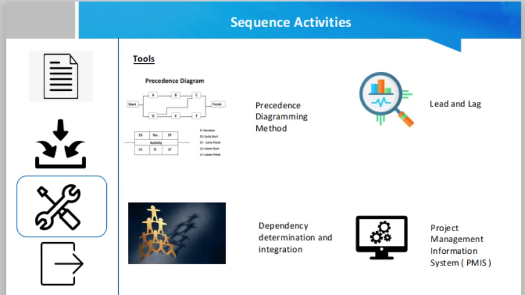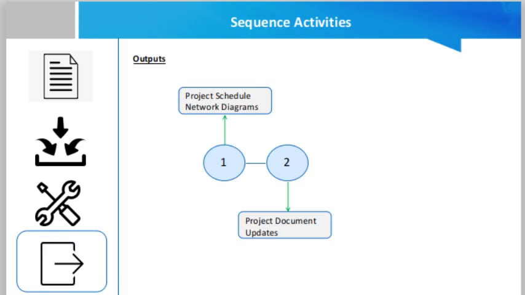Now, if we talk about the outputs, they are basically the project schedule network diagram and project document updates. Friends, the outputs from the activity sequencing process encompass the project schedule network diagram and any other project document updates that may be necessary. The network diagram merely represents the dependencies of activities and is not the schedule. The time frames and schedules are developed through an altogether different process.